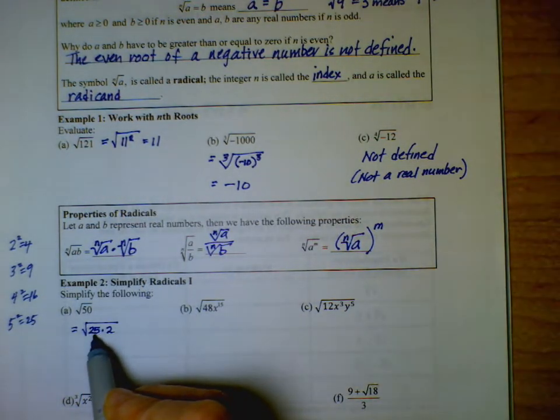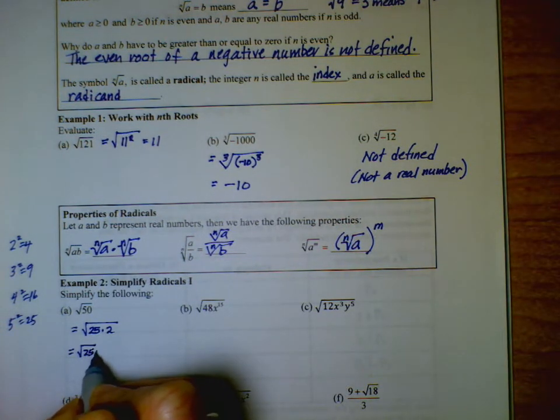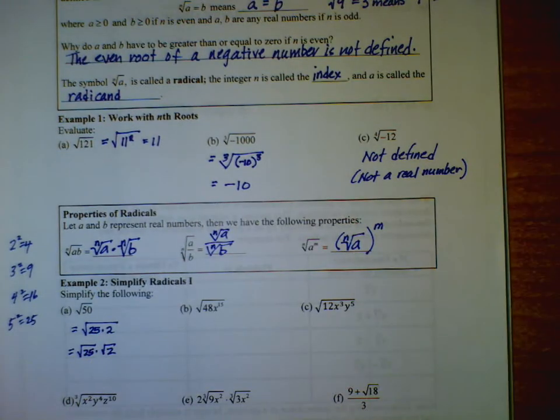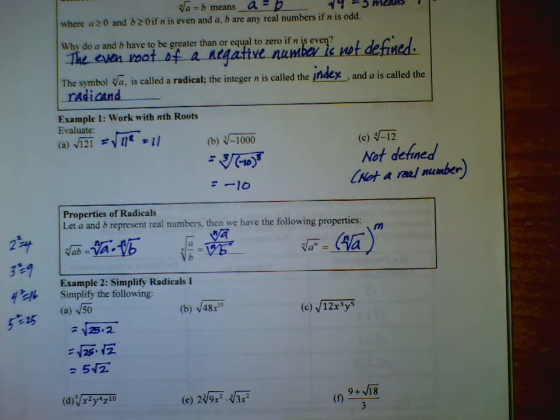it says, well, then I can take the square root of 25 times the square root of 2, because that property holds, and the square root of 25 is 5. So the square root of 50 can be simplified to 5 square root of 2.